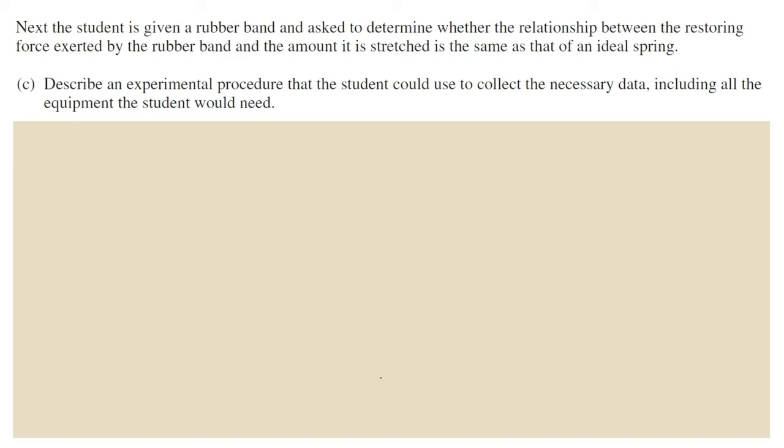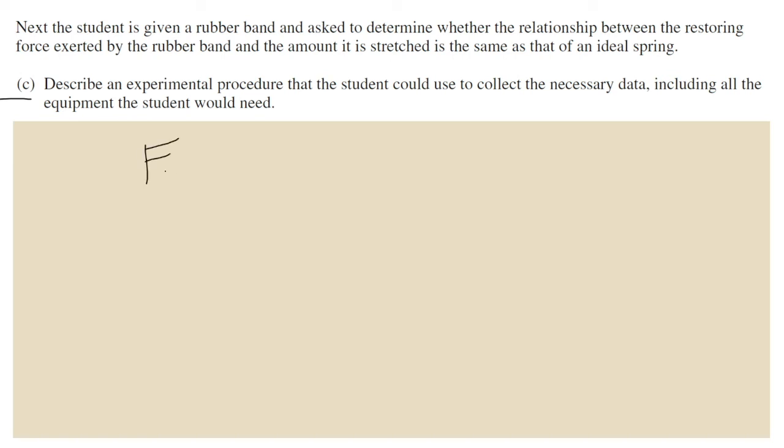If we knew that for a spring, that would make this a heck of a lot easier. And the point is, you should. But part C is asking us, what is an experimental procedure the kid could use to collect the necessary data, including all of the equipment? So notice they're not giving us that chart. We have to mention it throughout.